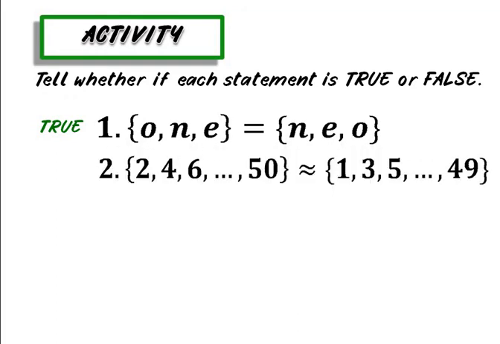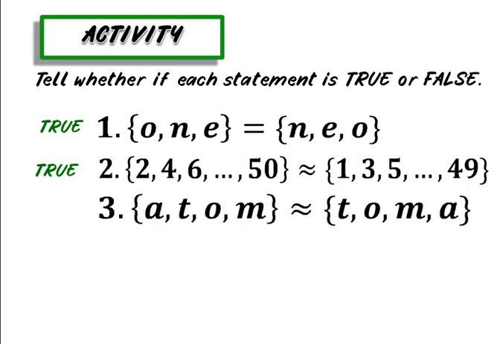How about number 2? We have here a set containing even numbers from 2 to 50 equivalent to the set containing odd numbers from 1 to 49. Is this true or false? That's right. It is true because they have the same cardinality, which is 25.